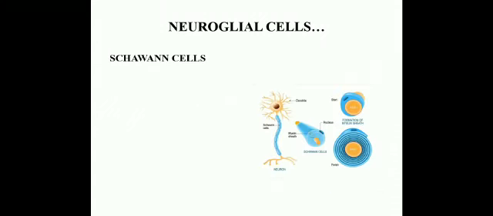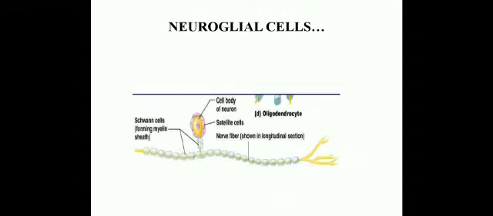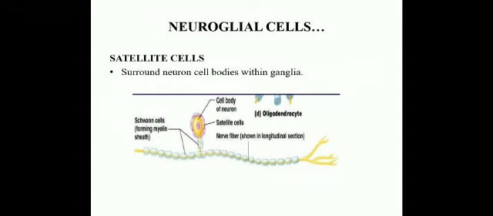So, the neuroglial cells in the peripheral nervous system include Schwann cells that surround and form the myelin sheaths around the larger nerve fibers of the peripheral nervous system. It is vital to regeneration of the peripheral nerve fibers. Another type of cells is the satellite cells. It surrounds the neuron cell bodies within the ganglia.